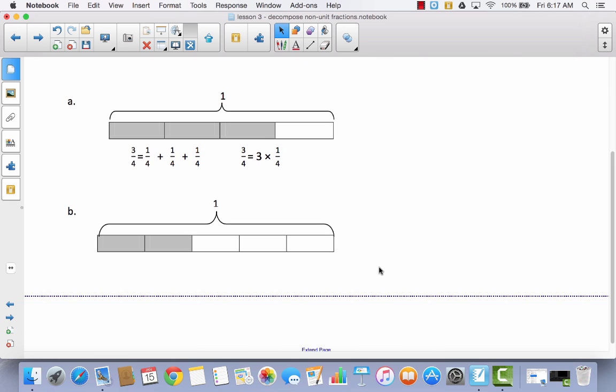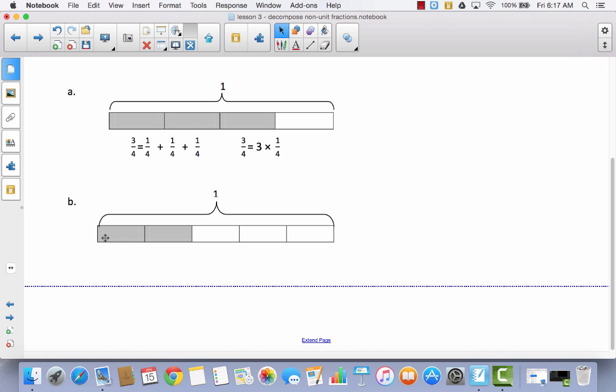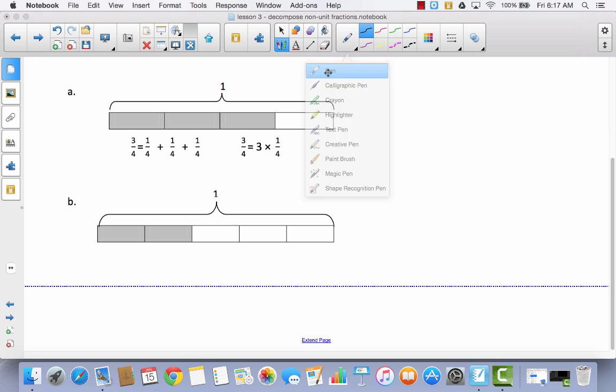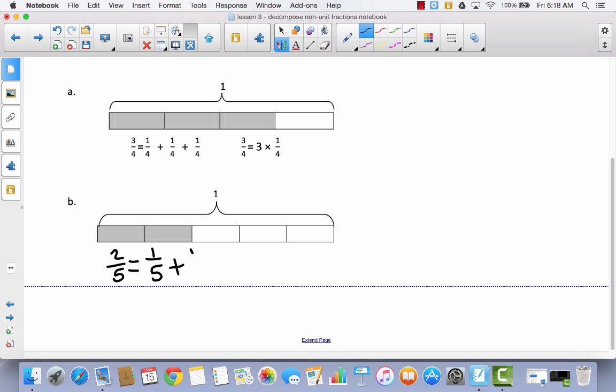All right, so let's take a look at B first. First of all, I've got to figure out what fraction this represents. So I see 2 out of 5, so that tells me that this is going to be 2/5. Okay, so we've got 2/5, and we're going to write that as a sum of unit fractions equals 1/5 plus 1/5. So this is basically what we did in lesson 2. Now we're going to rewrite 2/5 as a multiplication sentence. So our whole number is 2 because we have 2 1/5s, and we're going to multiply it times 1/5. So this means I have 1/5 2 times.